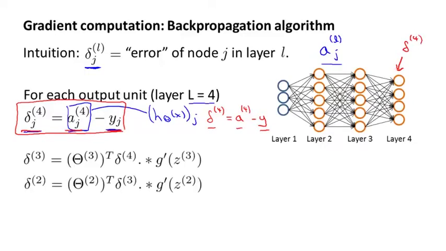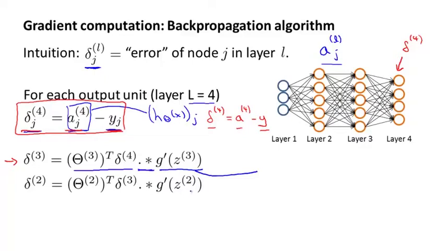What we do next is compute the delta terms for the earlier layers in our network. Here's the formula for computing delta 3. Delta 3 is equal to theta 3 transpose times delta 4, and this dot times is the element-wise multiplication operation that we know from MATLAB. So theta 3 transpose delta 4, that's a vector, g prime of z3, that's also a vector, and so dot times is an element-wise multiplication between these two vectors. This term g prime of z3, formally, is actually the derivative of the activation function g evaluated at the input values given by z3.